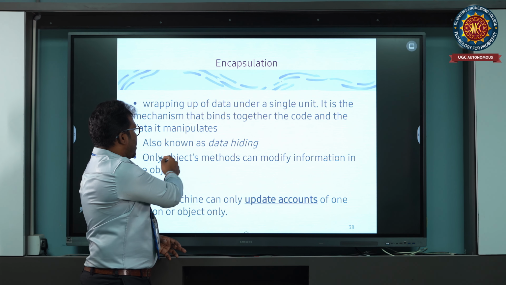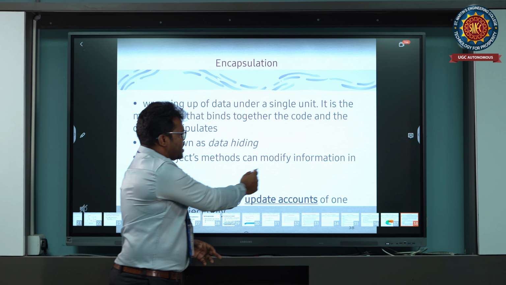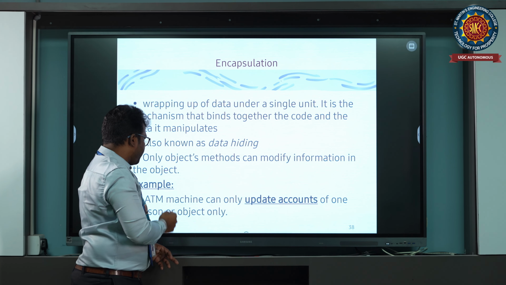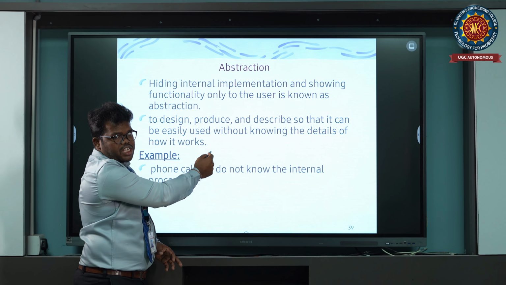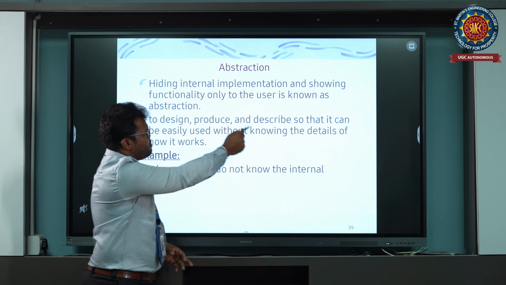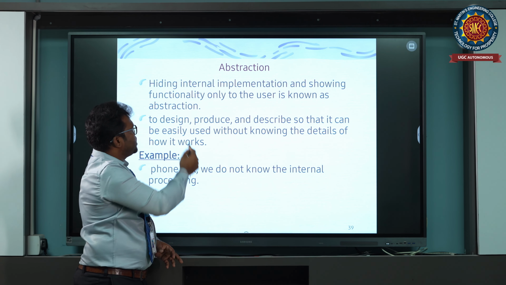Encapsulation is also known as data hiding. Here only the object's own methods can modify its information. For example, automation we have already discussed. Then abstraction is hiding the internal implementation and showing only the functionality to the user, which is known as abstraction.